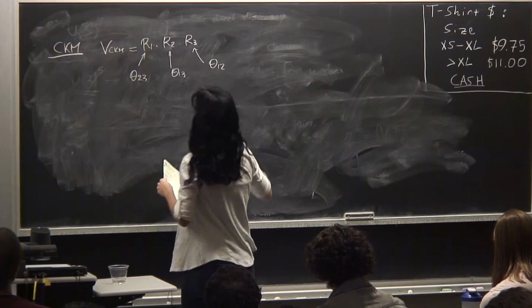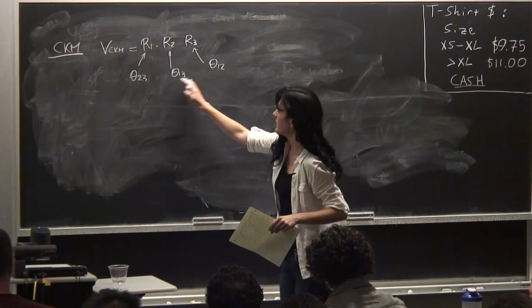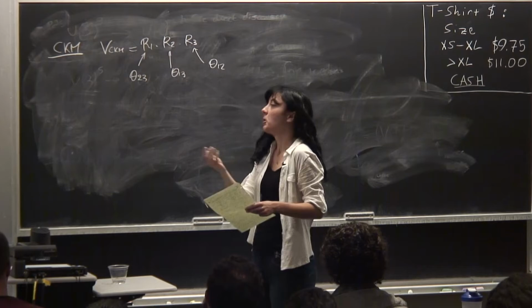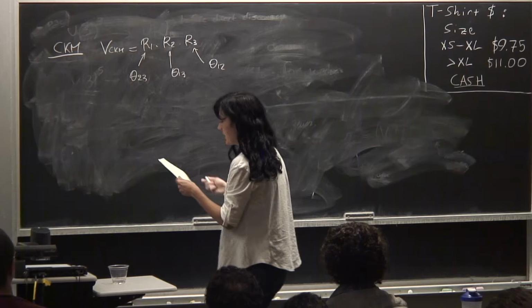Of course, you see that you have only three parameters, but we have learned that we also need a phase. And this is something that we can put in one of these rotation matrices. Where you put it is just a convention, so it doesn't really matter much. But typically, people put it in this R2 rotation.